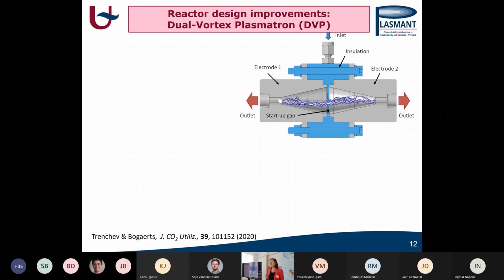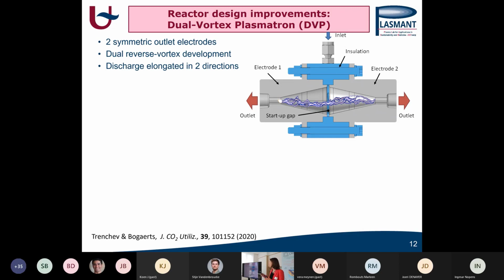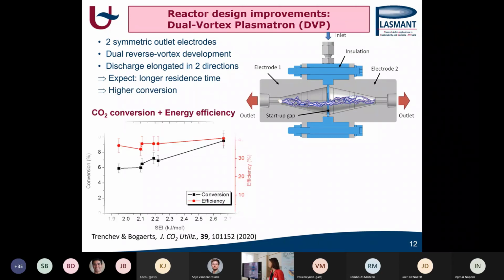Then we saw that in the gliding arc plasmatron, the CO2 conversion in pure CO2 splitting was still quite limited. So we also built some reactor design improvements. This is a dual vortex plasmatron, where we have 2 symmetric outlet electrodes, not just 1, but 2, so that you have the discharge elongated in the 2 directions, as you can see here. This is just an artist view, of course, of the arc. And then there is a longer residence time and a higher conversion.